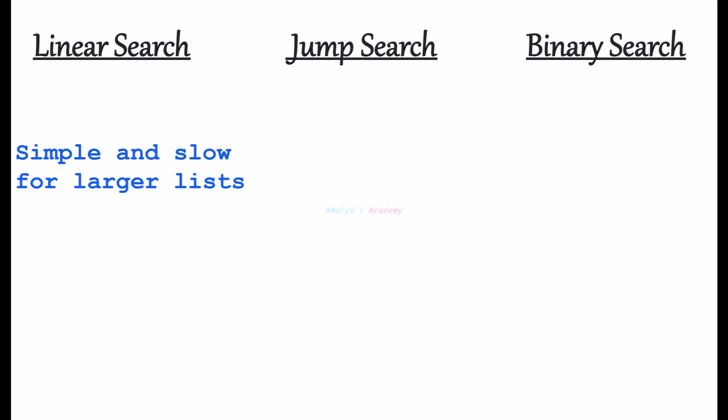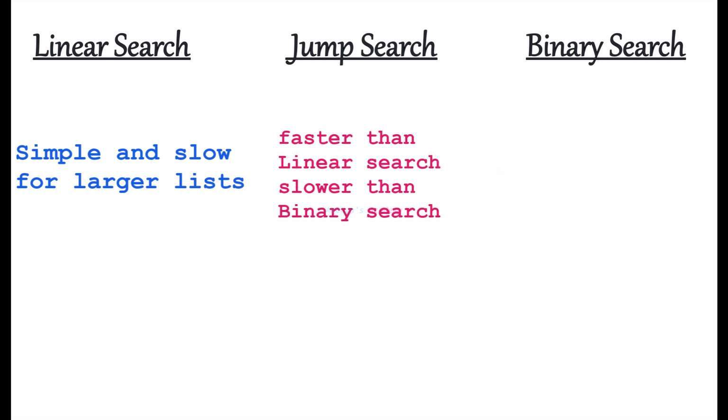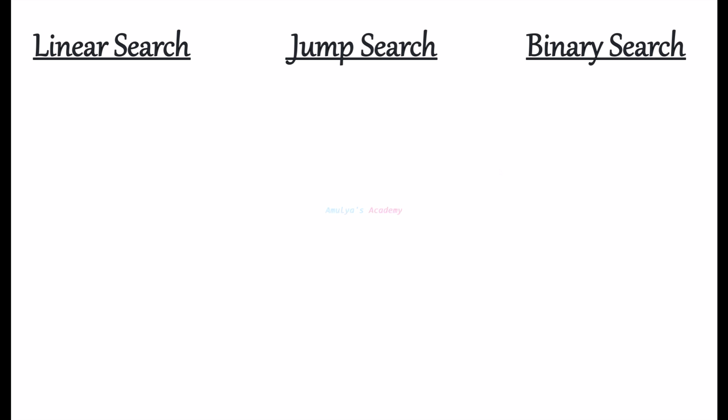Linear search is simple but slow for large lists. Jump search algorithm is faster than linear search but slower than binary search. And binary search algorithm is much faster for large lists. Okay, so this is about linear search, binary search and jump search algorithm.